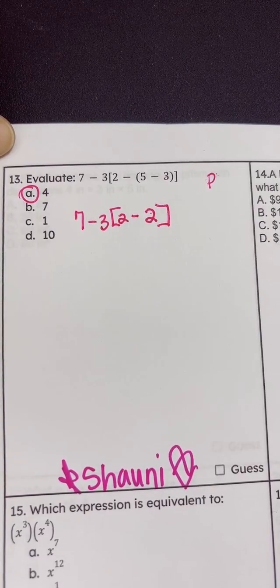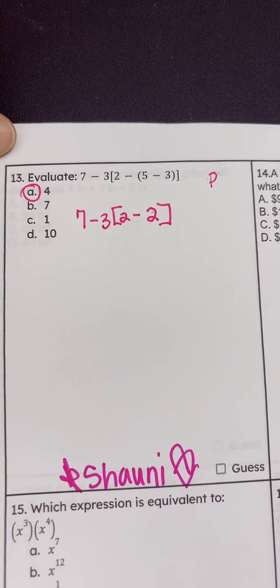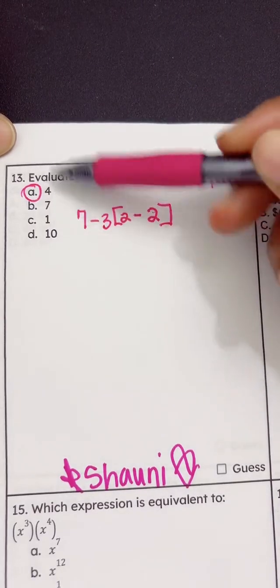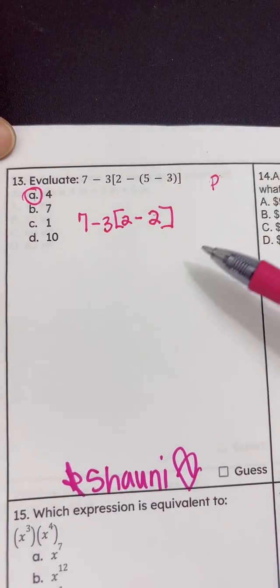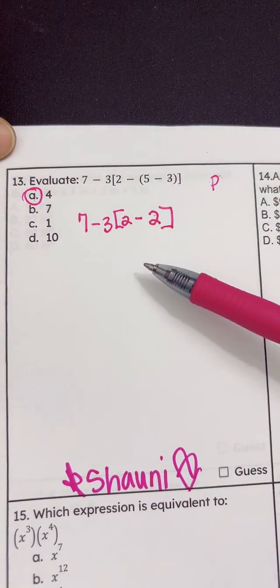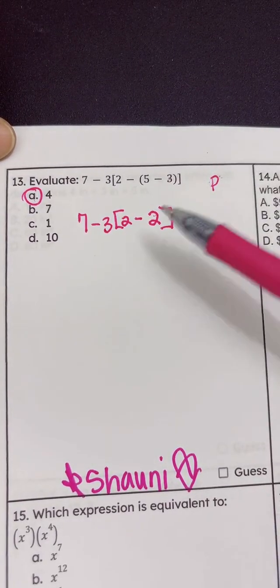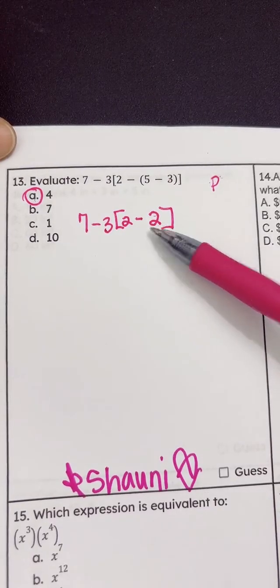Okay, Michael said B. Ooh, okay, which one am I circling? Okay, I circled that, so I got to see. Now, brackets. Good. That's what we do next. 2 minus 2, right?